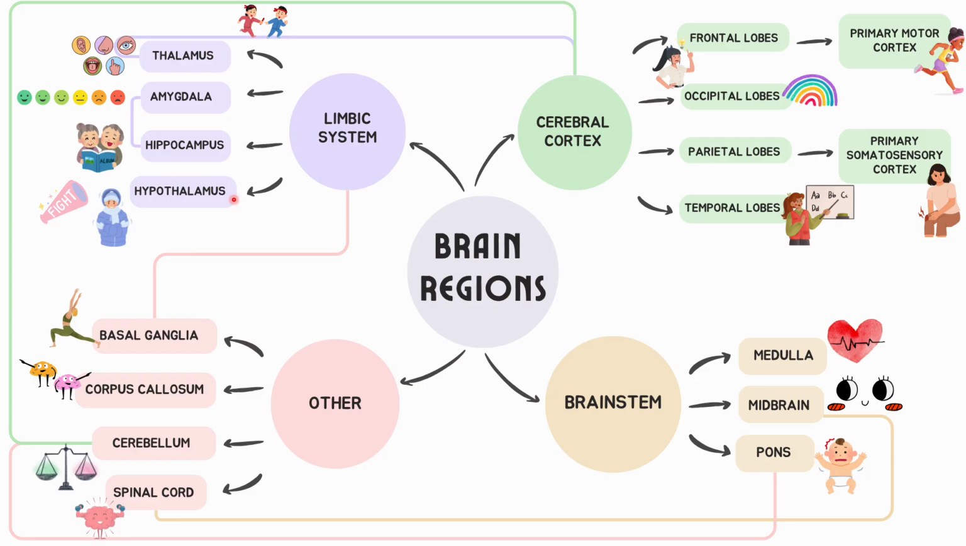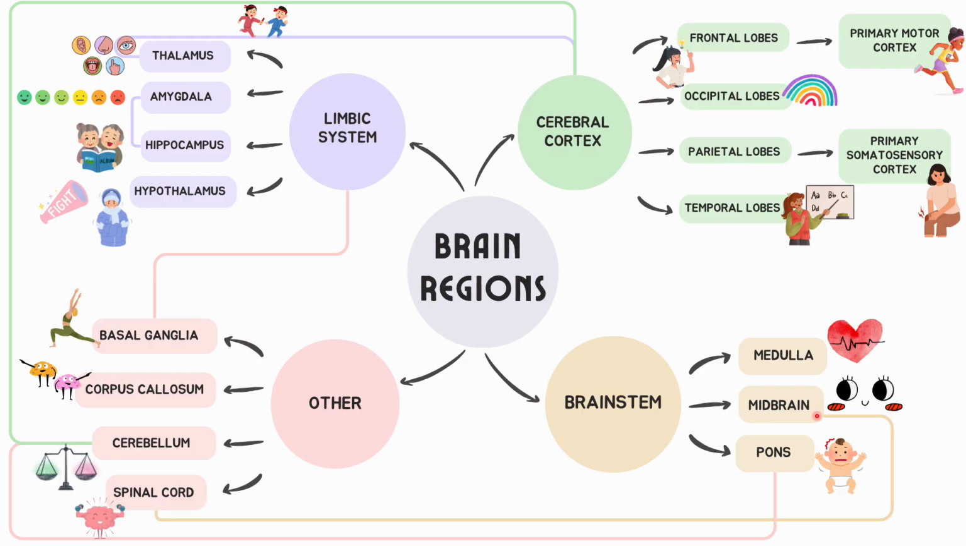Lastly, the hypothalamus is important for the fight, flight, or freeze response, as well as regulating body temperature and the release of hormones. To the bottom right, there is the brainstem. The medulla is responsible for controlling vital functions like breathing, heart rate, and swallowing, as well as being a conduit for sensory and motor information, traveling between the body and the brain.